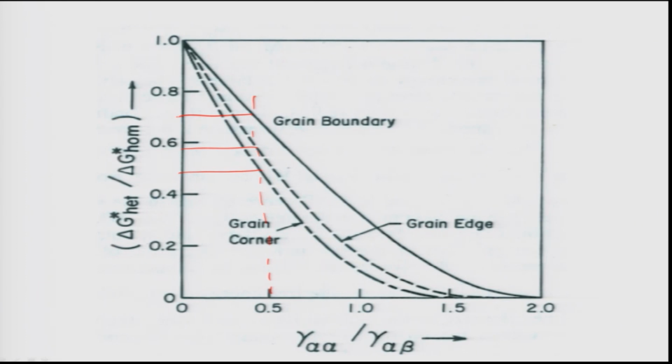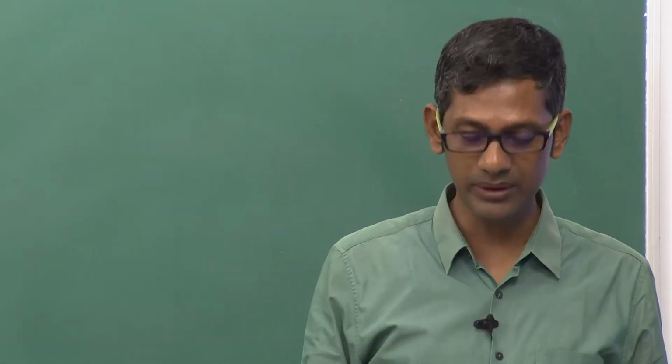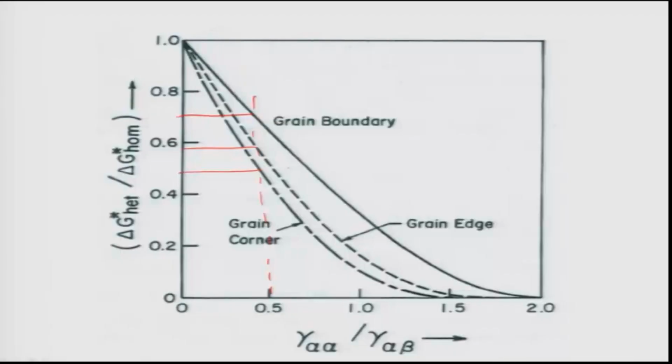So, the smaller the ratio of gamma alpha alpha by gamma alpha beta. What does the ratio tell you? That's the contact angle basically. That ratio, gamma alpha alpha by gamma alpha beta, in that first equation is basically 2 cos theta for the grain boundary. So it depends on the cos theta. If that ratio becomes smaller, then nucleation at the grain corner is the easiest one, followed by grain edge and grain boundaries.